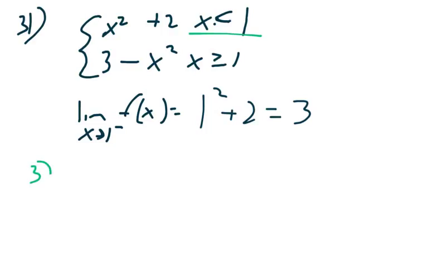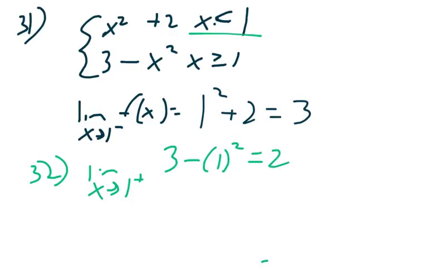For problem number 32, it's the same problem with the limit as x approaches 1 from the right. And so I'm going to plug it into the other one, which is 3 minus 1 squared, which is equal to 2.